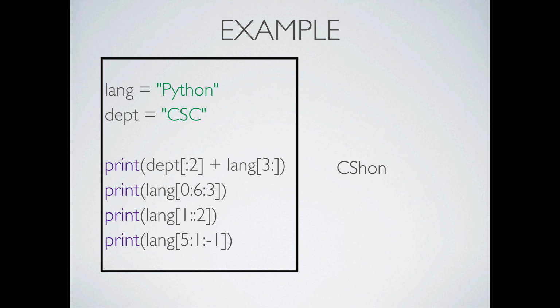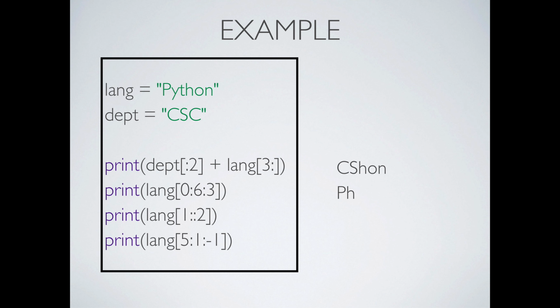Alright, let's look at this second example. Print lang starting at 0, going up to 6, skipping by 3 each time. The character at position 0 is going to be that capital P. We're going to go up by 3 each time, which means the next character will be H, and then that's it, right? Because we said we're going to stop at 6, but not include it.